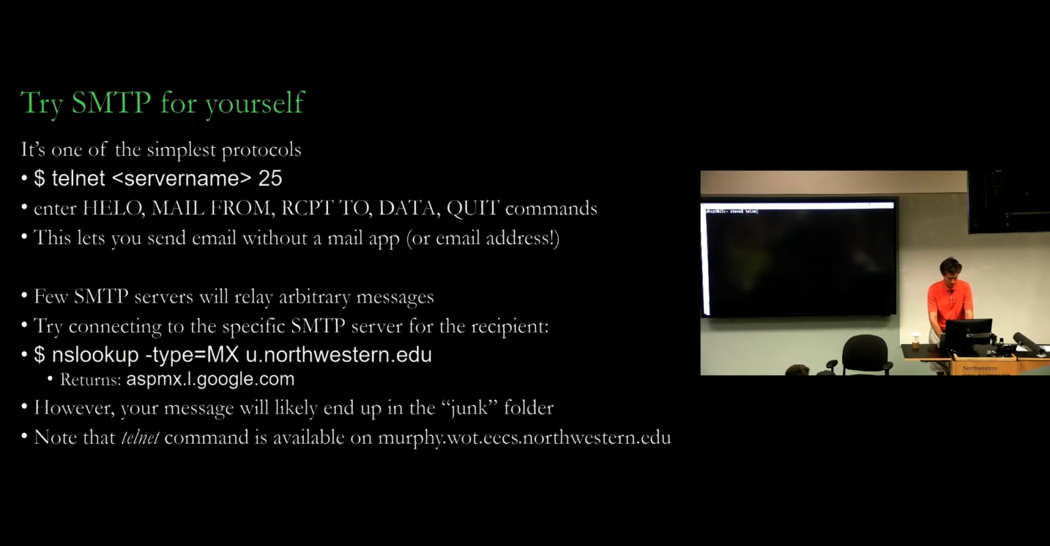So let's say I want to send an email to someone in class who has a u.northwestern.edu address. The first thing I need to do is figure out what the mail server is using NSLOOKUP. You have to do a special type of DNS request. MX stands for mail exchanger. So u.northwestern.edu. Okay, so I make that request.